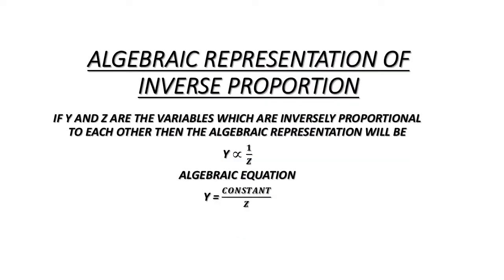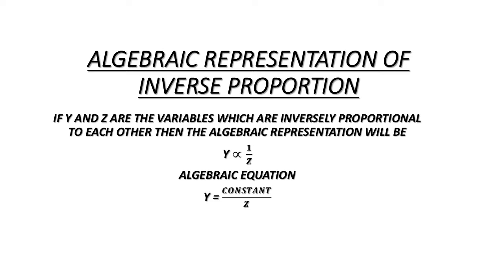Today's topic is algebraic representation of inverse proportion. If y and z are the variables which are inversely proportional to each other, then the algebraic representation will be y inversely proportional to z. Guys, the sign between y and 1 over z represents a proportion, okay? And as on the right hand side we have 1 over z, it means the inverse of z, okay? So this expression is the expression of inverse proportion. So y is inversely proportional to z.